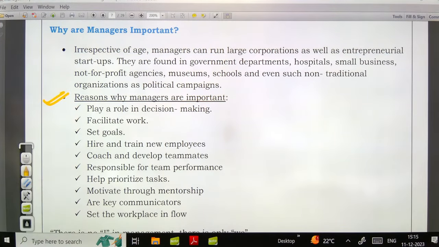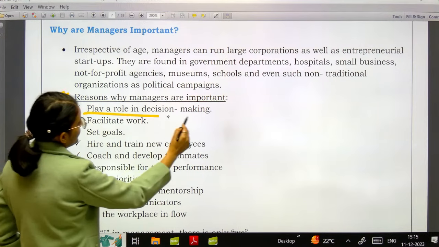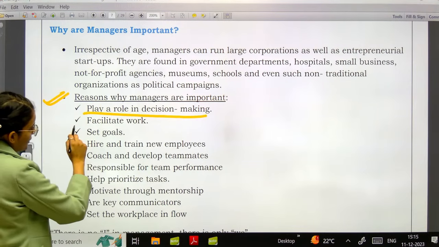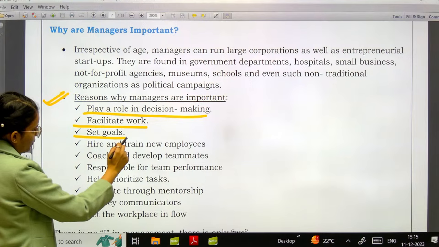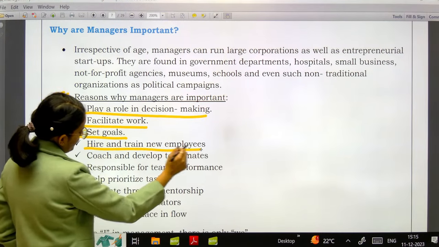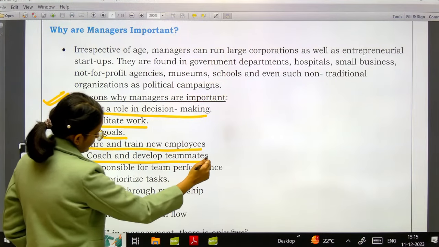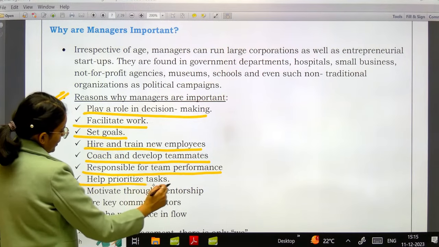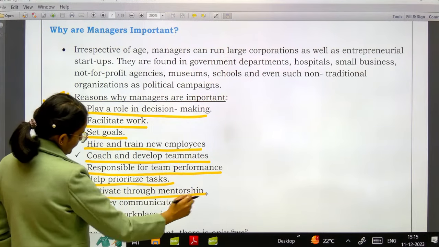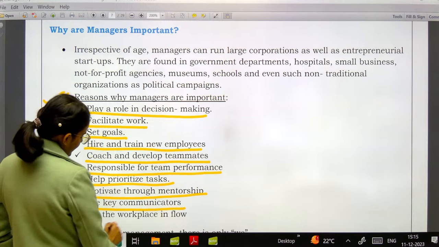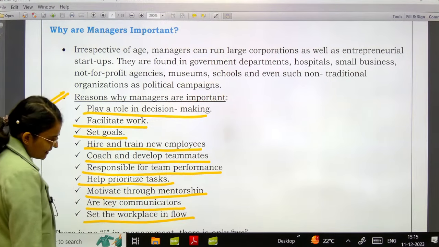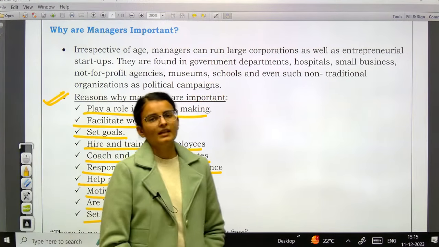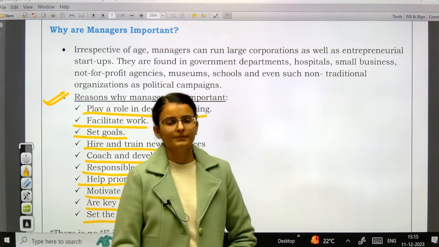Reasons why managers are important. They play a key role in decision making. They facilitate work, they set goals, they hire and train new employees, coach and develop teammates, are responsible for team performance, help prioritize tasks, motivate through mentorship, are key communicators, and set the workplace in flow. So as you can see, what is the role of the manager?